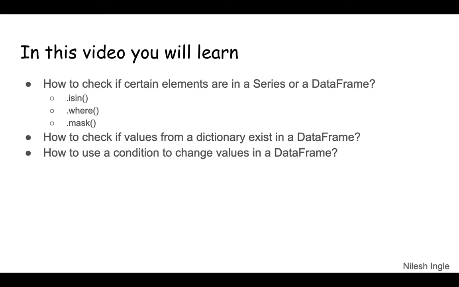In this video, you'll learn how to check if there are certain elements from a list that you have, if they exist in a series or a data frame. And for this, we are going to use the isin, where, and mask commands. Additionally, we'll then check if we can use these commands to see if values from a dictionary exist in a particular data frame.